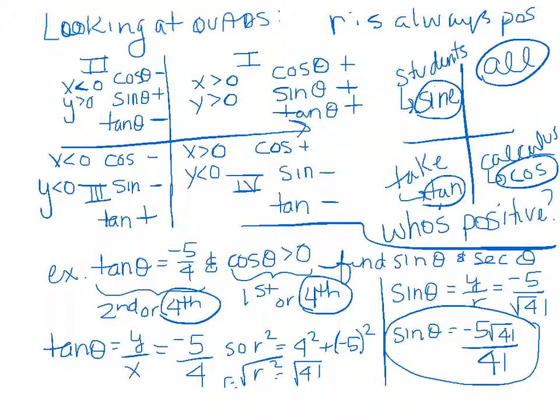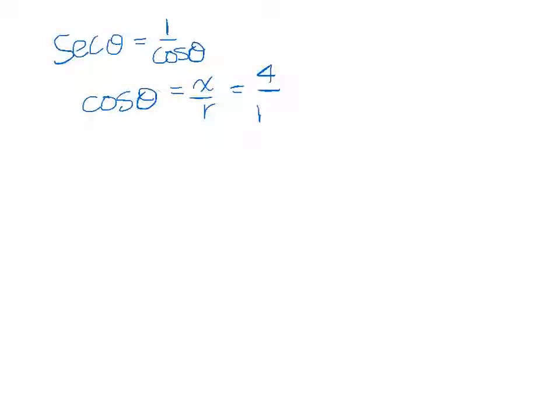Alright, I'm going to go to the next page and try and see if I can remember how to do the secant theta. Secant theta, I'm going to get there by calling that 1 over cosine theta. So let me find the cosine theta. Cosine theta is x over r. Remember, I had assigned a value of 4 to x, and r was square root of 41. I'm not going to bother rationalizing it because I'm just going to take the reciprocal here. So secant of theta is the reciprocal, square root of 41 over 4.